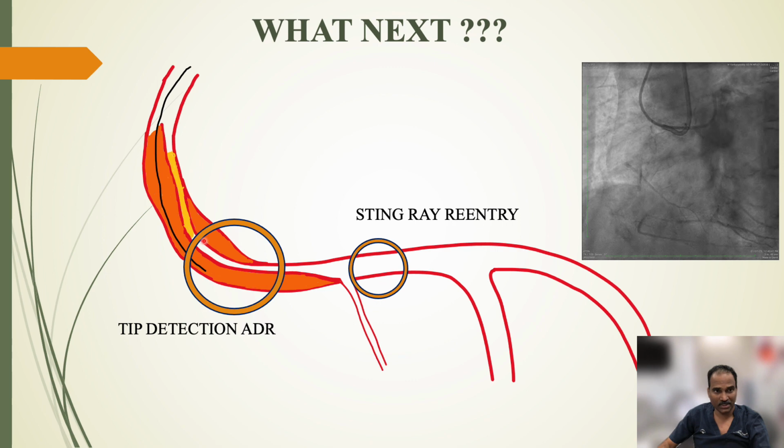And we can do a re-entry, that is tip detection ADR with intravascular ultrasound somewhere here, so that you don't lose this branch. But still you will have a significant subintimal stenting from above.